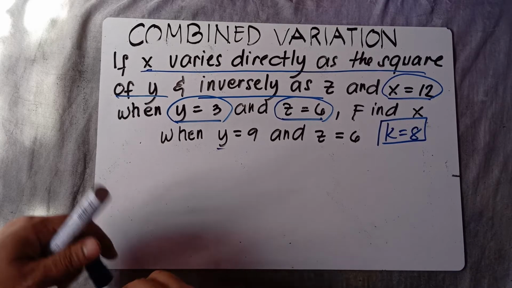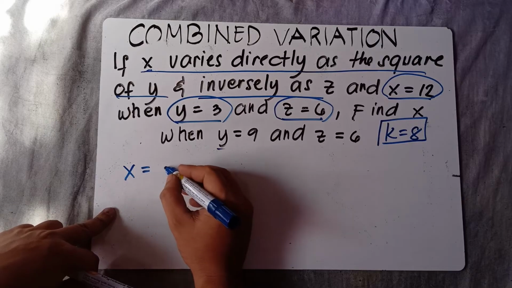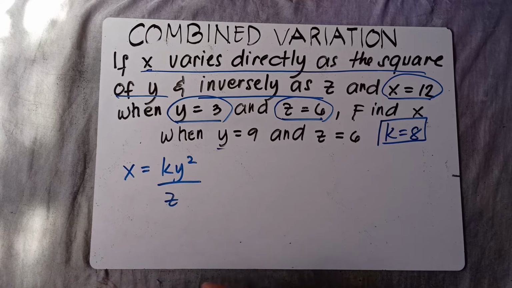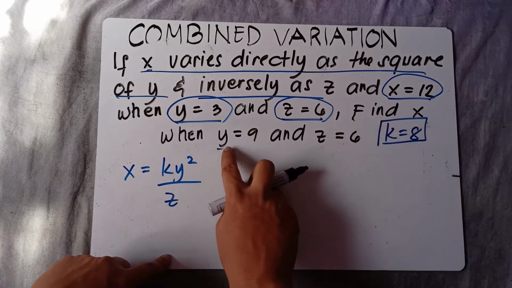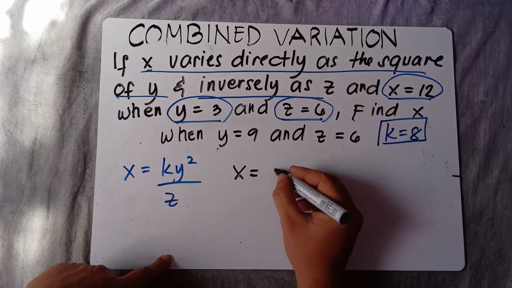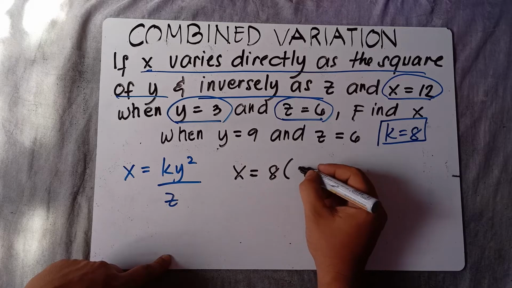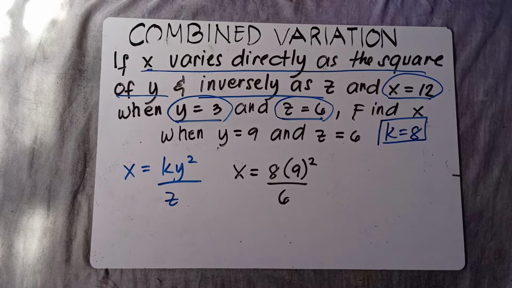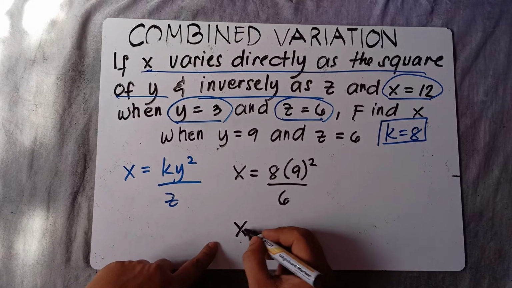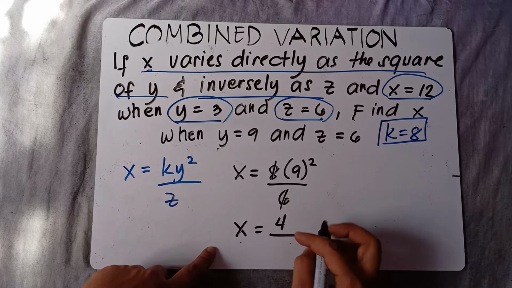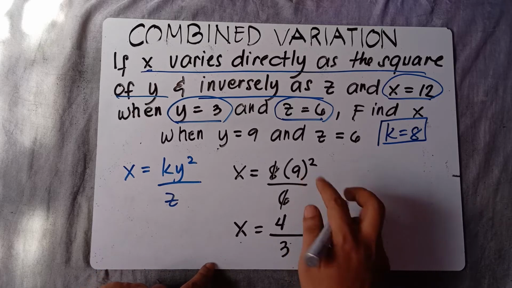Okay, let me write the equation again. X varies directly as the square of y and inversely as z. So you are told to find the value of x when y is 9 and z equals 6. So x equals, you have your k, which is 8. Y is 9, so 9 squared over z, which is 6. So x equals, you can reduce 8 and 6 by 2. 8 divided by 2 is 4, 6 divided by 2 is 3. So 9 squared means 81.